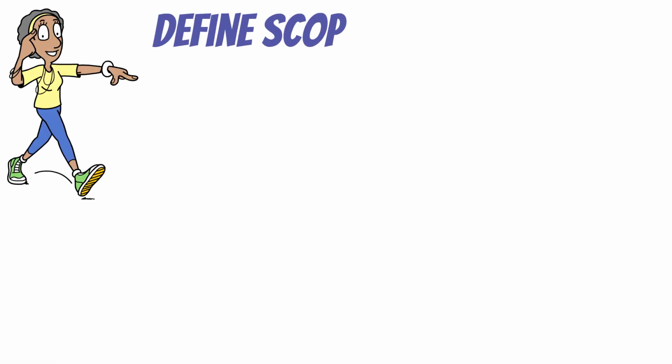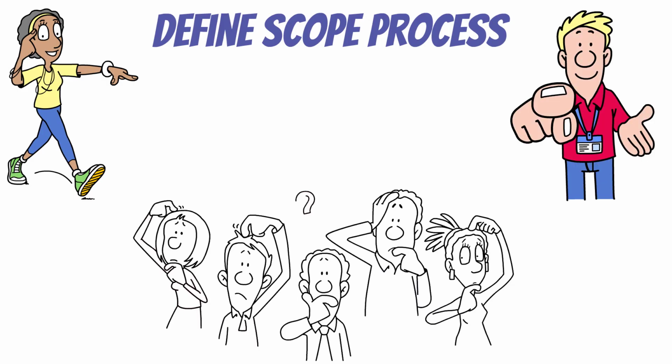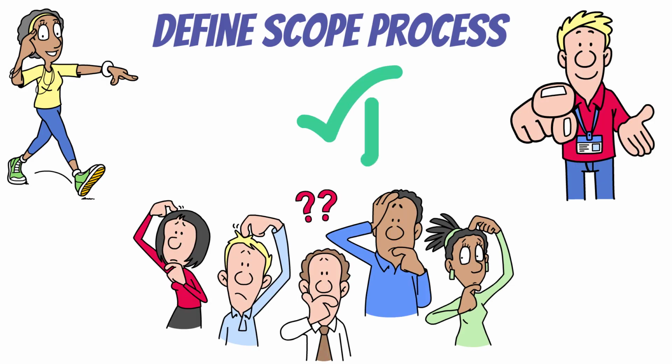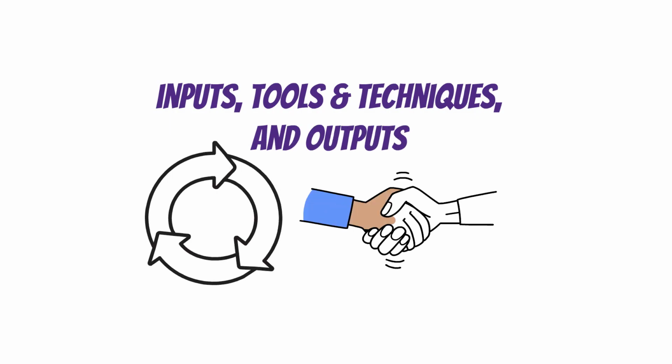We're diving into a crucial part of project success, the define scope process. If you've ever been in a project where no one quite knows what's included, or worse, what's not included, then buckle up, because this episode is for you. Before we dig into inputs, tools and techniques, and outputs, let's do a quick recap of scope management, so we're all on the same page.